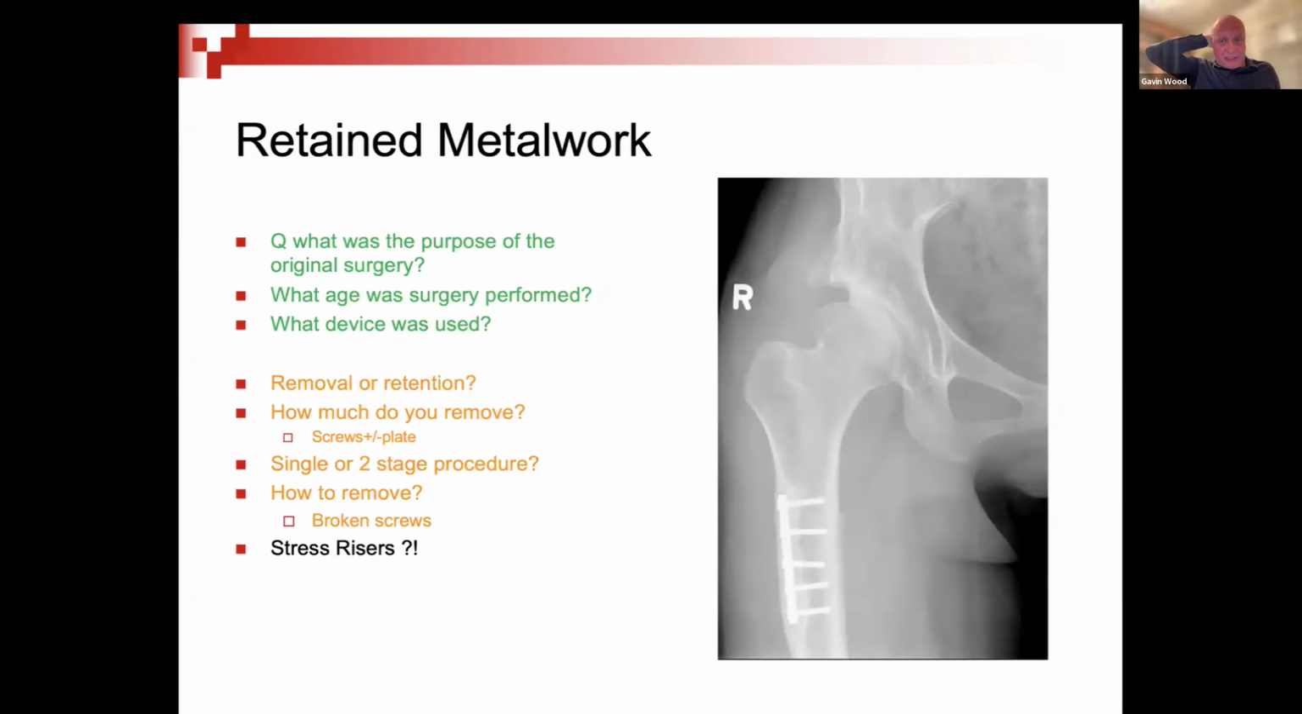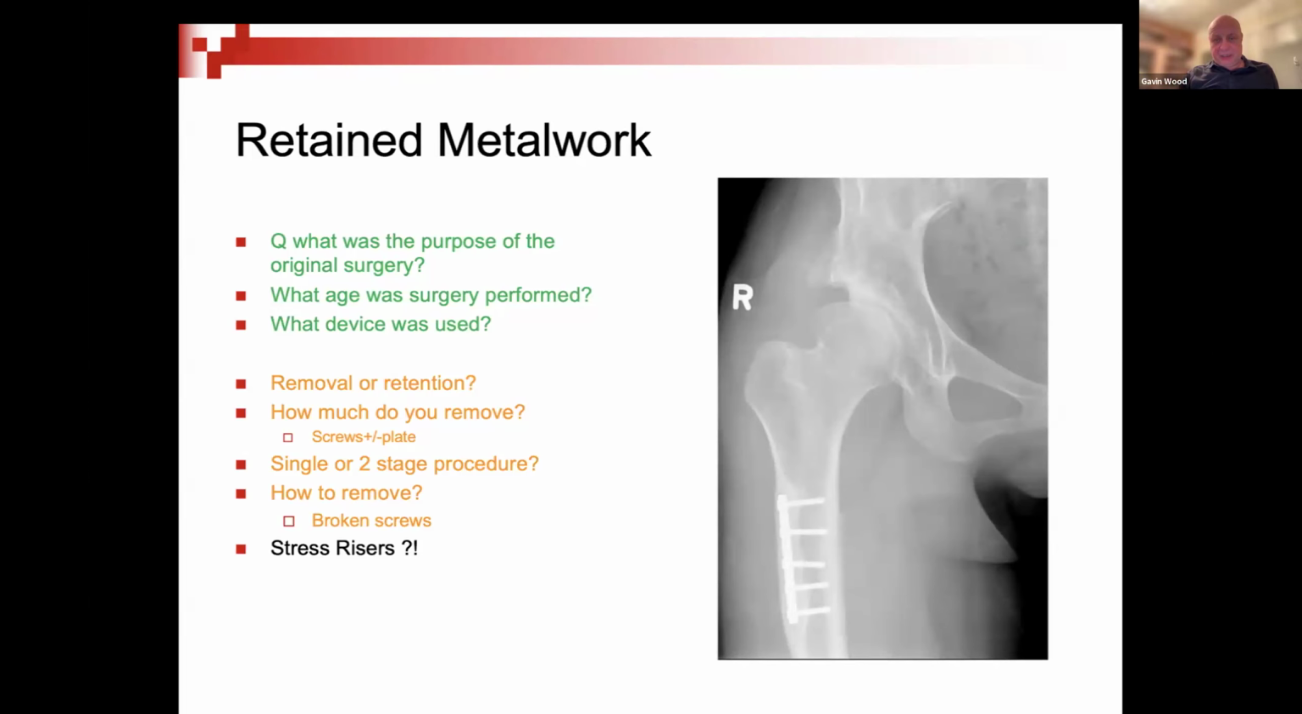So you have to first think, what was the purpose of the original surgery? What were they trying to do? At what age was the surgery performed? And what device was used? Because that'll give you an idea as to how to get this metalwork out and whether you need to remove the metalwork, whether you can retain it, how much do you remove? So in this case, can we just take out the screws and you can get a stem down there, or does the whole plate have to come out?